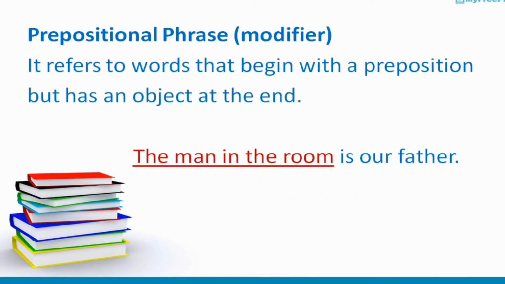Now, let's talk about prepositional phrase as a modifier. It refers to words that begin with a preposition and have an object at the end. For example, the man in the room is our father. In this sentence, the man in the room is the subject and this subject is a noun phrase, and in this big noun phrase, there is a small prepositional phrase. The room is the object of this prepositional phrase, and the complete phrase is a noun phrase.